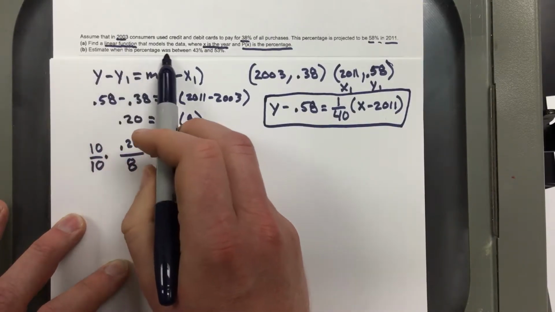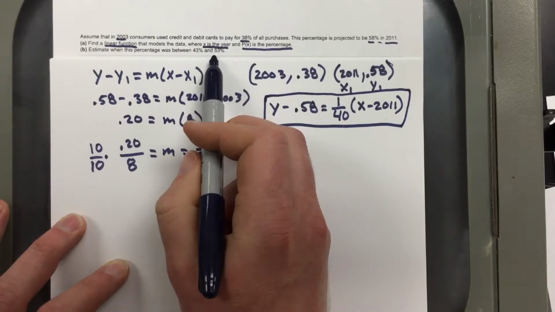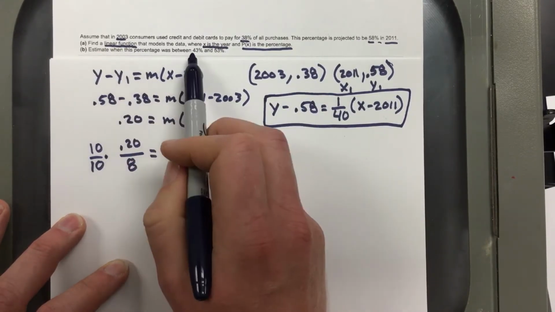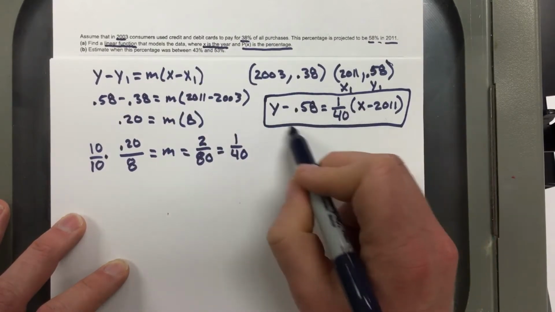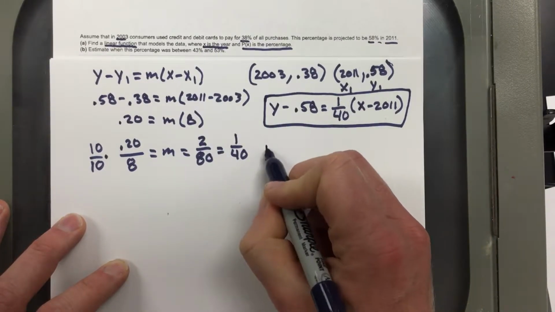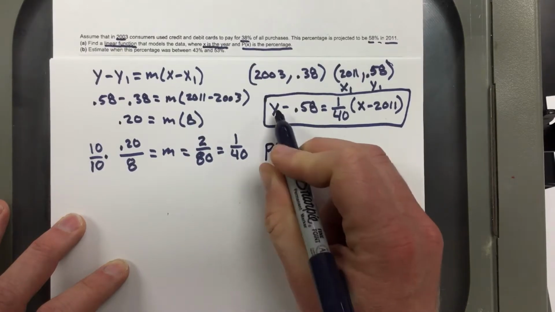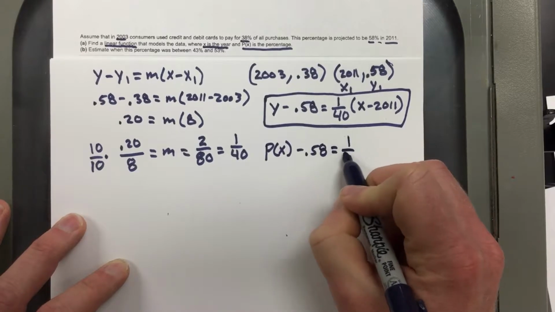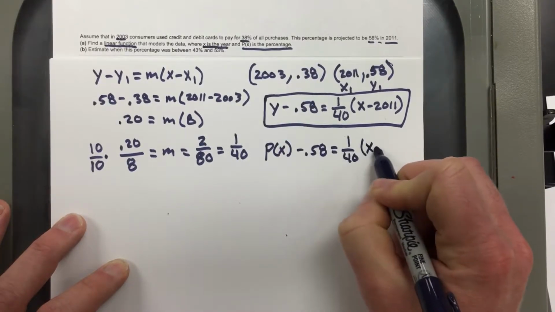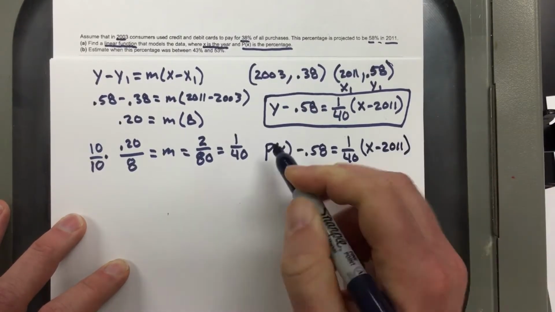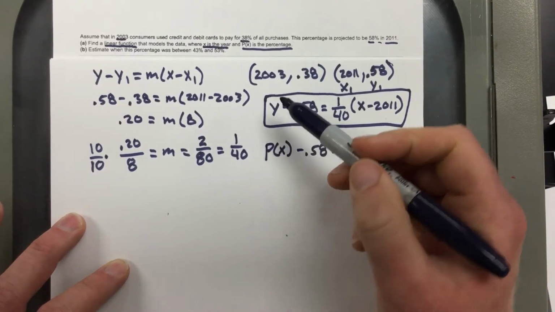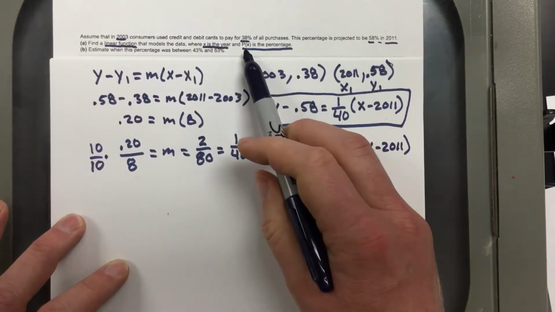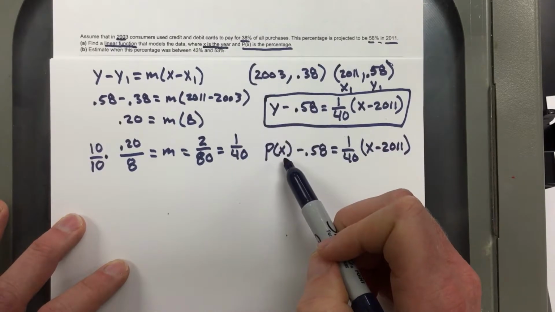And now we can look at part B. It says estimate when this percentage was 43 and 53%. So they're asking you to take this and estimate when it's 43 and 53%. Well, I can actually rewrite this as P(x) minus 0.58 equals 1 over 40 times (x minus 2011). Remember, with linear functions, you can substitute y for function notation, which is the percentage with an input of x as our year.